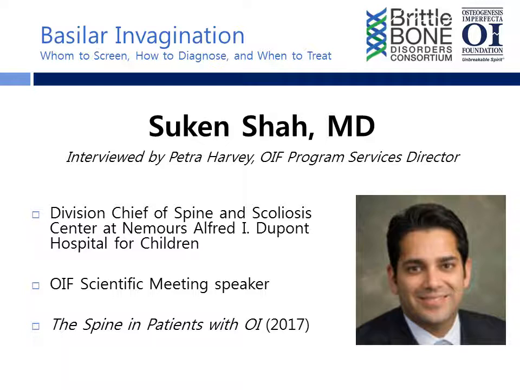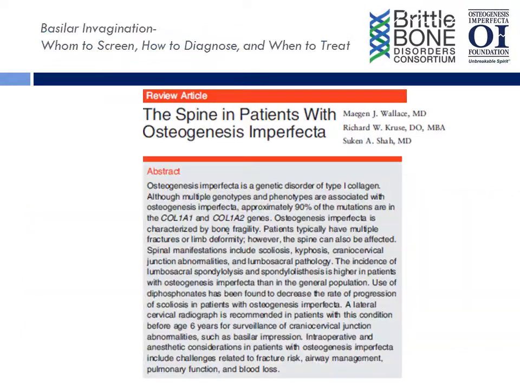Our podcast today will feature Dr. Suken Shah, the Division Chief of the Spine and Scoliosis Center at Nemours Alfred I. DuPont Hospital for Children in Wilmington, Delaware. Dr. Shah participated in the most recent OI Foundation scientific meeting and published an article titled The Spine in Patients with Osteogenesis Imperfecta. Today, Dr. Shah will be discussing Basilar Invagination, whom to screen, how to diagnose, and when to treat.